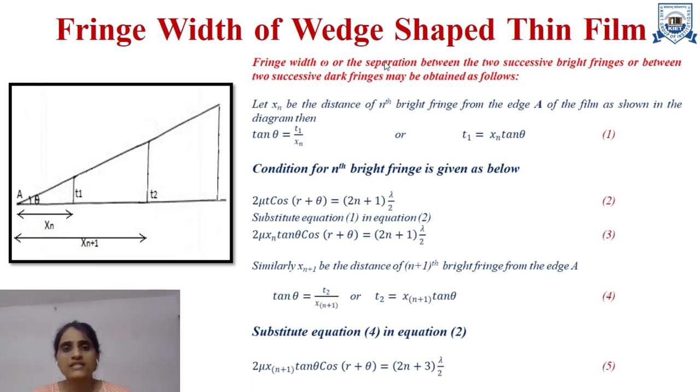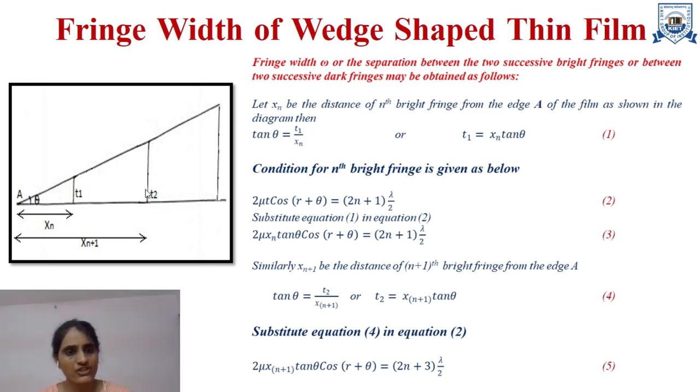So let xn be the distance of the nth bright fringe from the edge A of the film as shown in the diagram. So we know that tan theta is perpendicular upon base. Here the perpendicular component is T1 and base is xn. So from here T1 is xn tan theta, that is my equation number 1. And we have seen the condition for bright fringe, 2 mu t cos(r plus theta) is equal to (2n plus 1) lambda by 2. If I substitute equation 1 in equation 2, I will get 2 mu xn tan theta cos(r plus theta) equal to (2n plus 1) lambda by 2. That is my equation number 3.